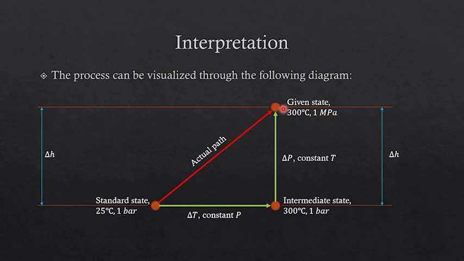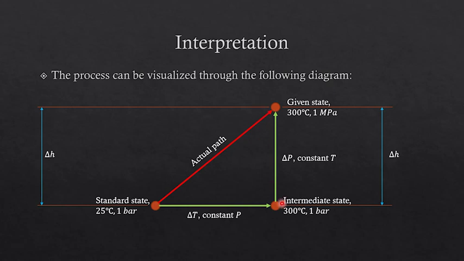And we can do that by determining the value of delta H. The red arrow here symbolizes our actual path. It's from the standard state to the given state. The problem is, how do you determine the delta H for this actual path? Now, since enthalpy is a state function, it does not care how many steps we need to take to go from the standard state to the given state. It only cares about the initial and the final state.